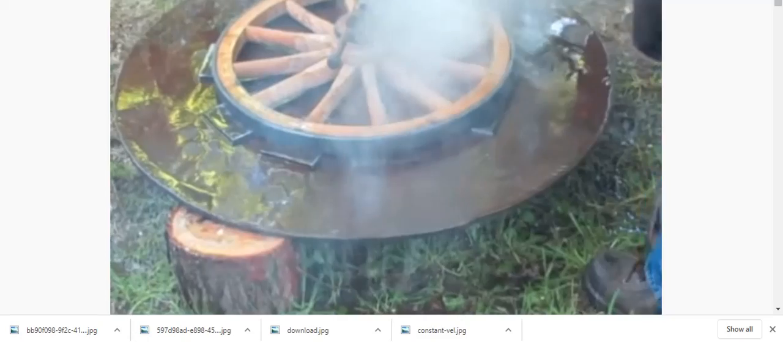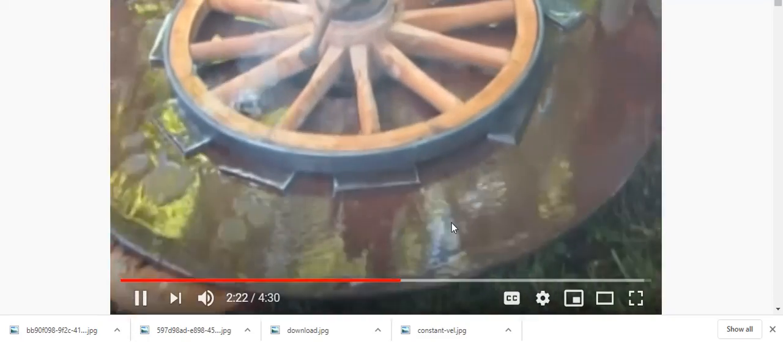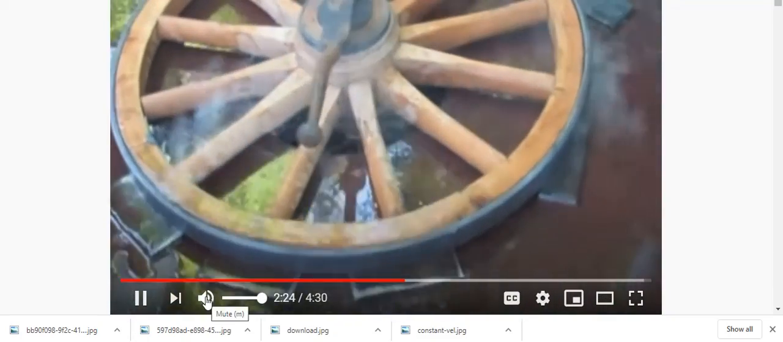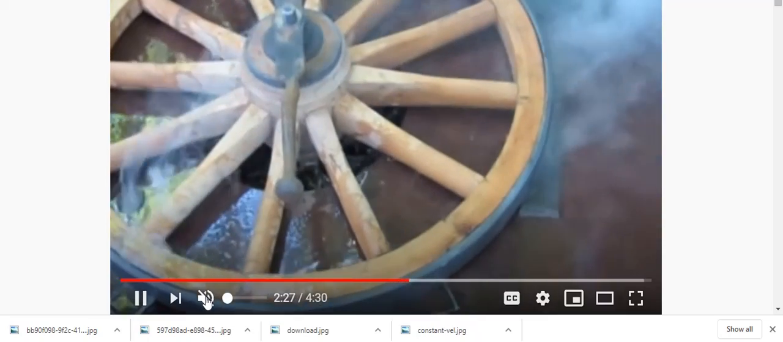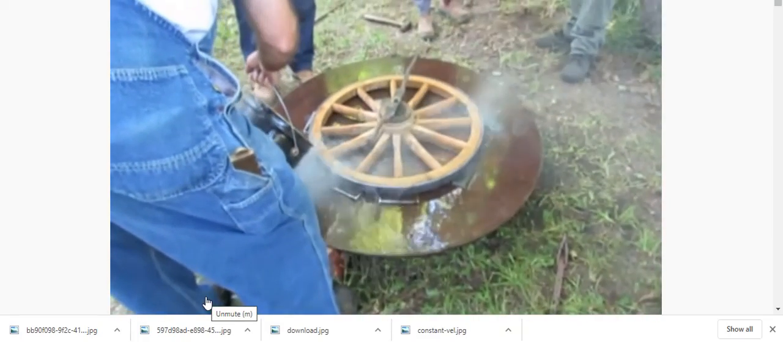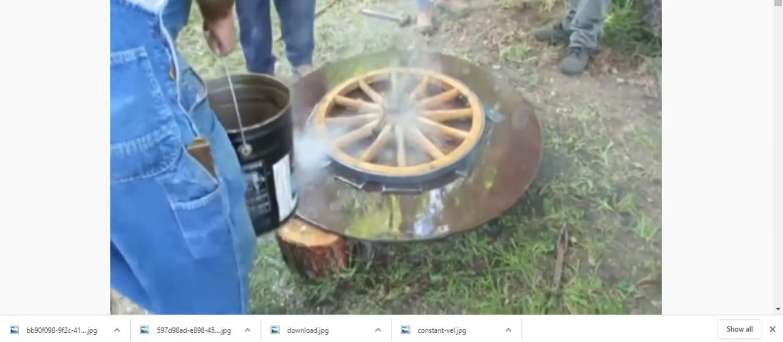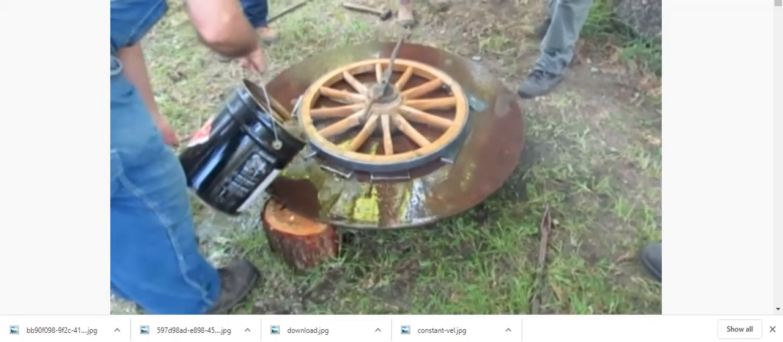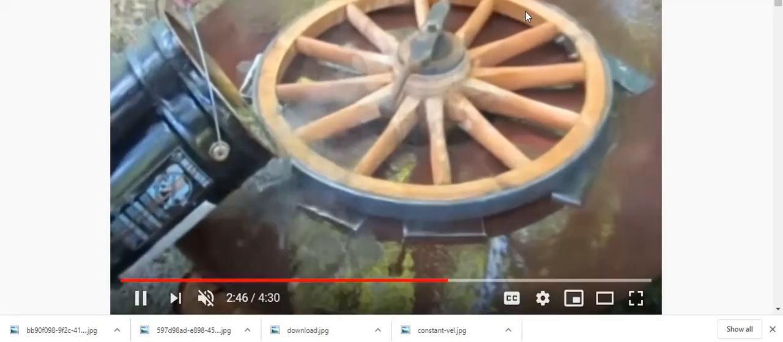Well, just watch this crack right here, how it comes up. As you can see, now they are pouring cold water so that the frame gets contracted and gets fixed into this wooden wheel.